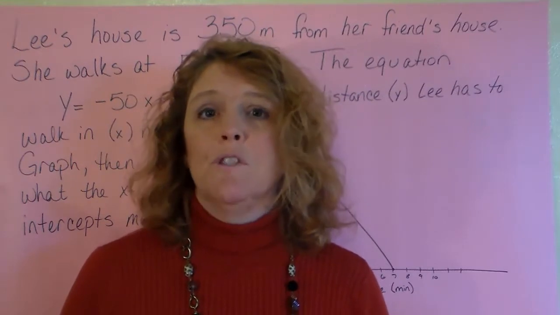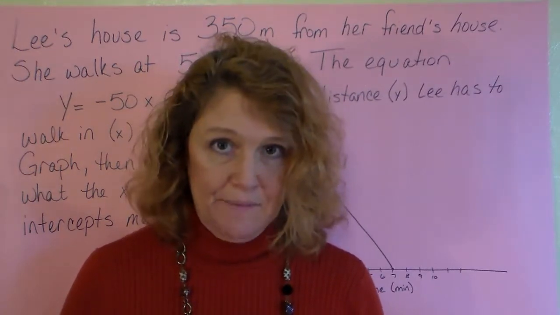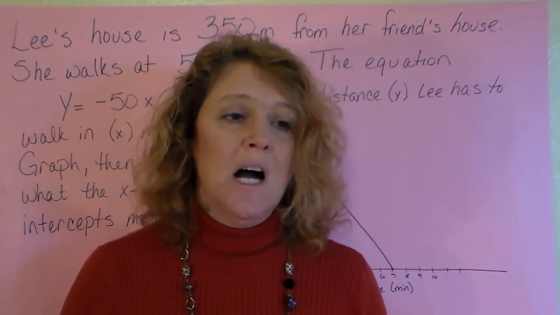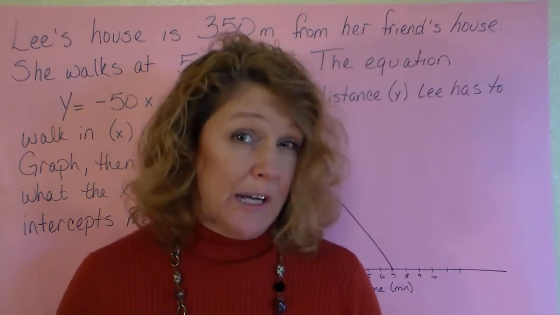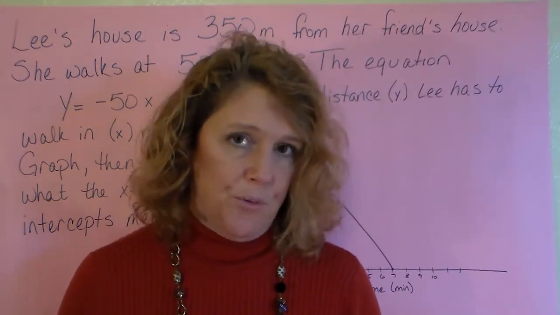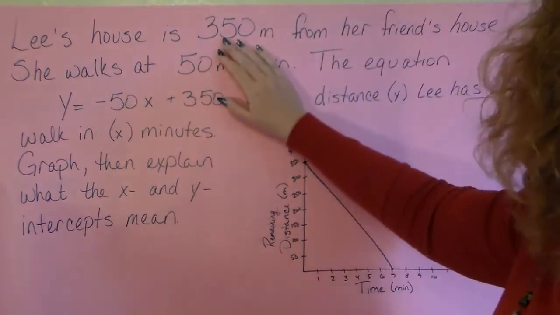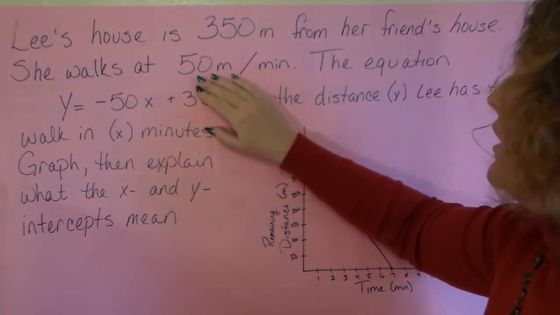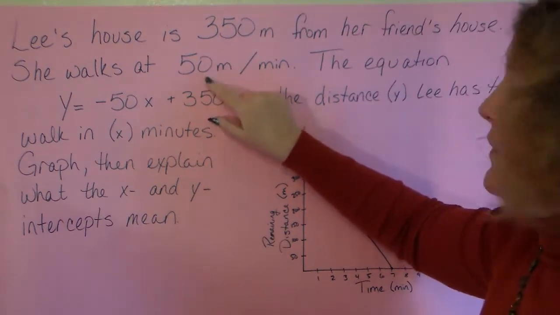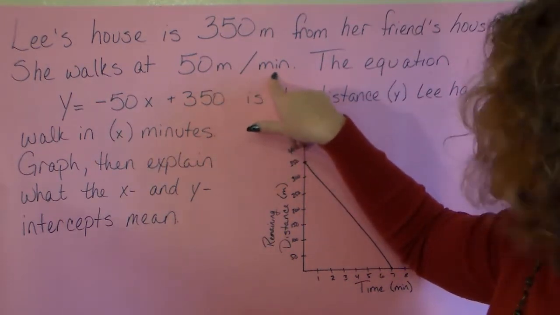Now, the word problems on this particular assignment ask you to understand what it is that you're talking about. So let me walk you through one. Lee's house is 350 meters from her friend's house. She walks at 50 meters per minute. That's her rate.